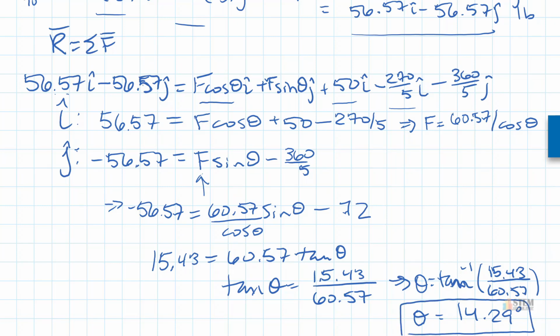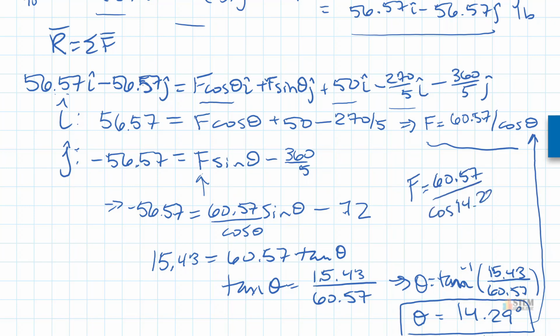And now that we have theta, how would we find F? Well, that's going to be easy. I have this expression right here, so I'm going to take this theta and plug it in right there. So we get F is 60.57 over cosine of 14.29. And with that, we get that F is 62.5 pounds. So that's how you find those two unknowns.